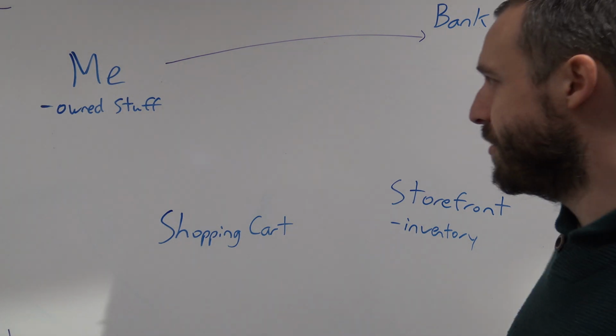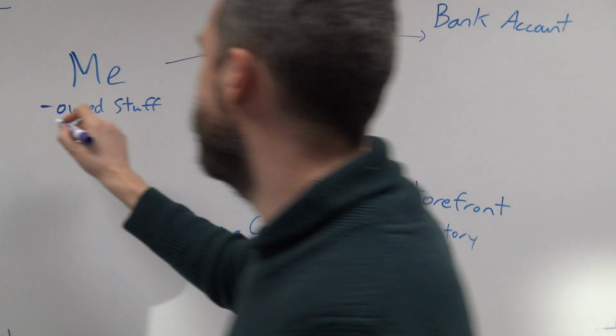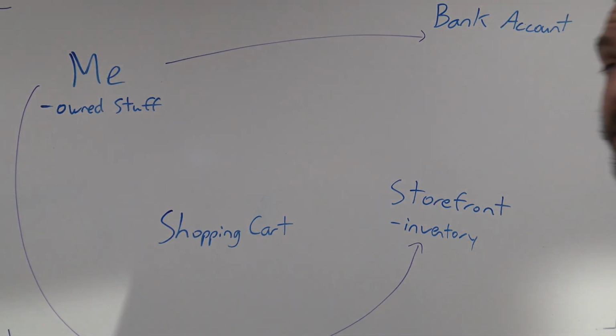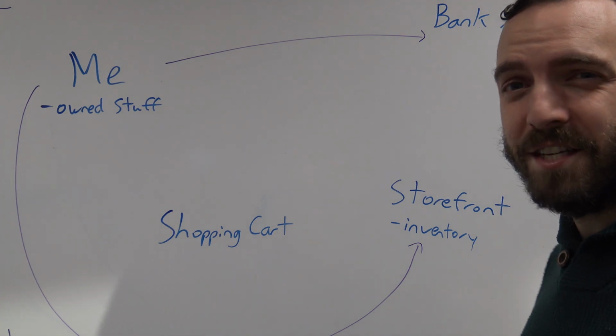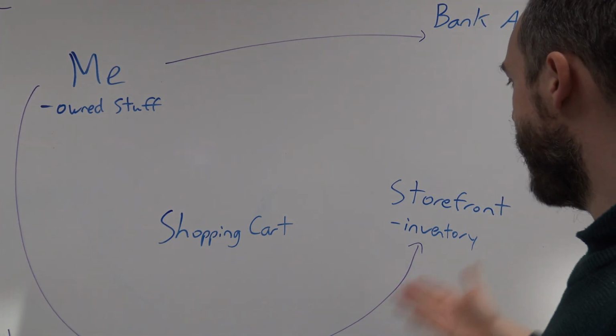Next, I need to inquire with the storefront, take a look at what it might have, and see if there's anything that might interest me. So I'm going to be taking a look at the inventory and making some decisions. Perhaps I make a decision that I want to buy an item.